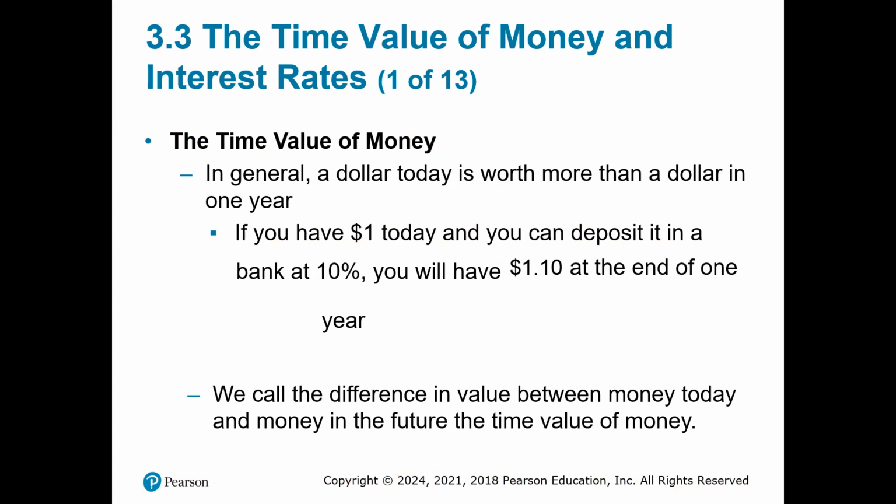3.3, the time value of money and interest rate. $1 received today is worth more than $1 received in 1 year. If you have $1 today, you can invest it now and have more money in the future. For example, if you deposit in a bank account paying 10% interest, you have $1.10 at the end of 1 year. So we call that difference in value between money today and money in the future the time value of money.